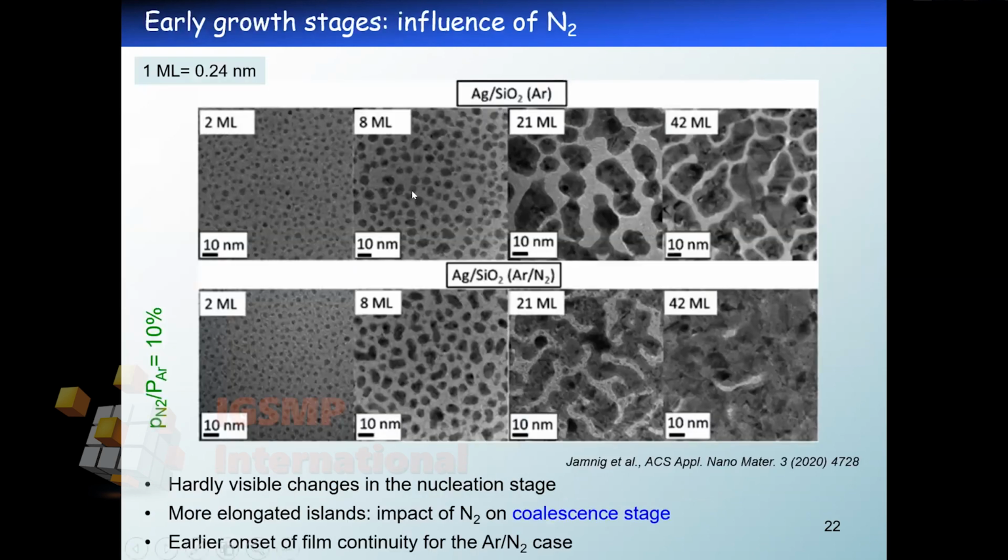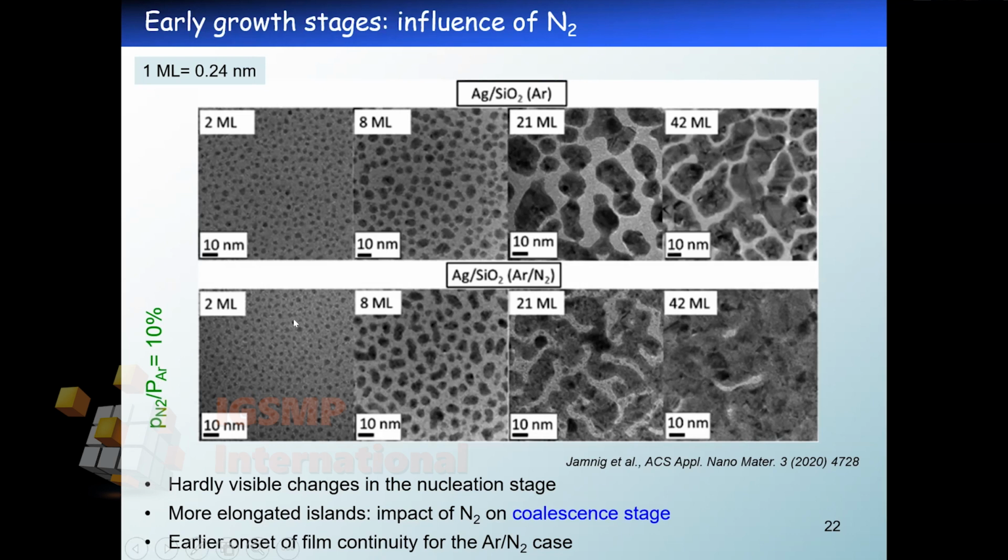And this is a proof of what happens by exploring the growth morphology. So these are plan view transmission electron microscopy images taken at different film thickness. The film thickness is expressed here in terms of monolayer. On the above panel, we have the characteristic morphology for silver in pure argon. This is the reference film, and below we have the corresponding morphology for the growth of silver, in which we have incorporated 10% of nitrogen as partial pressure.